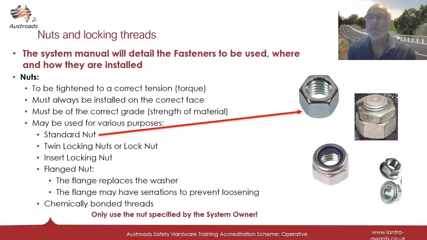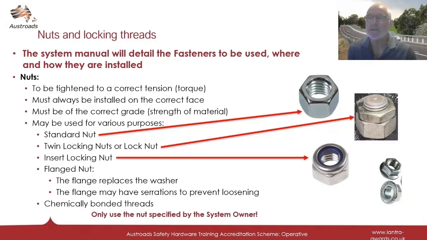Standard nut, twin locking nut or lock nuts, an insert locking nut, a flange nut. The flange replaces the washer. The flange may have serrations to prevent loosening. Chemically bonded threads: only use a nut specified by the system owner.